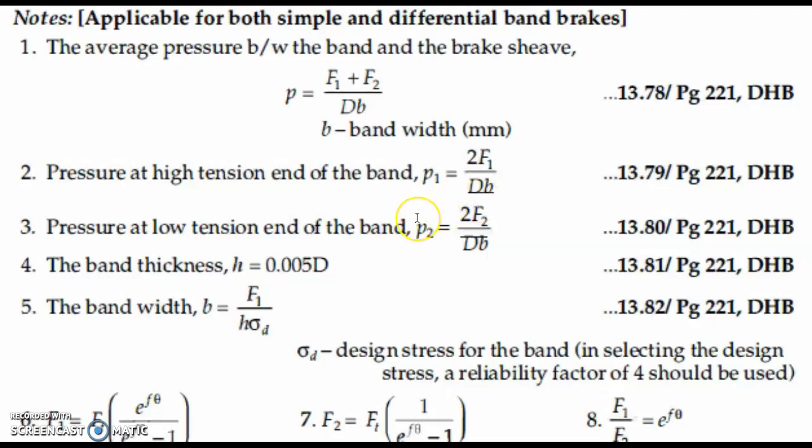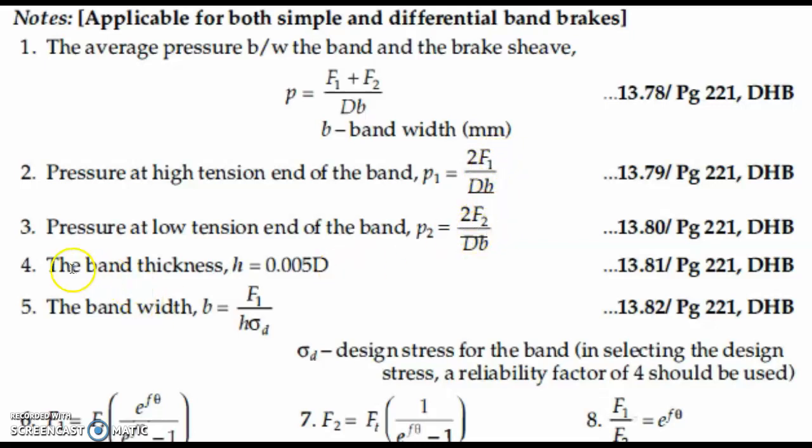Similarly, the third point, that is the pressure at low tension end. We can denote it as P2, that is equal to 2F2 divided by dB. And one more thing, here the major difference is F1 and F2, that is the tension at tight side and tension at slack side.